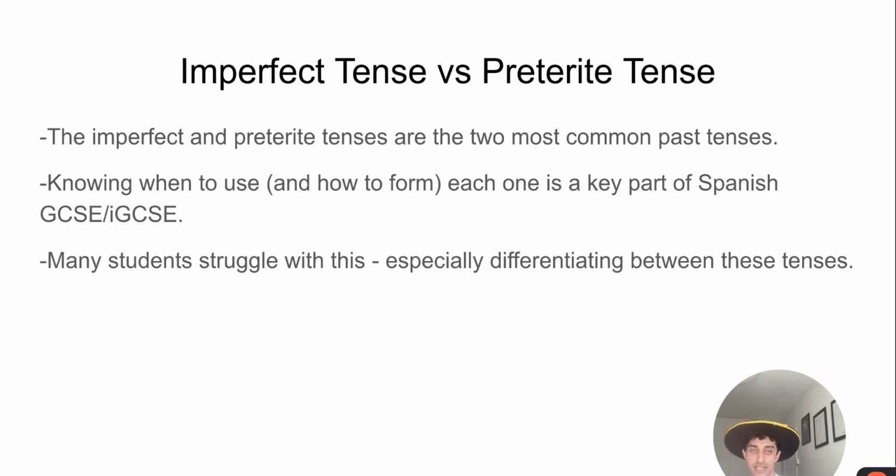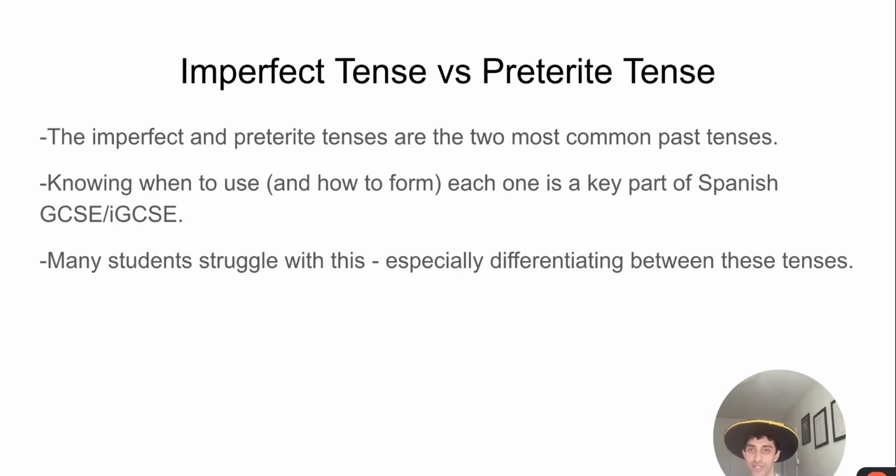So the imperfect tense and the preterite tense then. These are both past tenses, and together they are the 2 most common past tenses that you'll come across in Spanish. They're both what I would refer to as core tenses for Spanish GCSE or iGCSE. In other words, along with perhaps the future, present, and maybe the conditional as well, those are the most important tenses that you as a student need to be aware of for Spanish GCSE and iGCSE, and you should focus on memorizing those tenses first of all, I'd say, including the irregular forms.